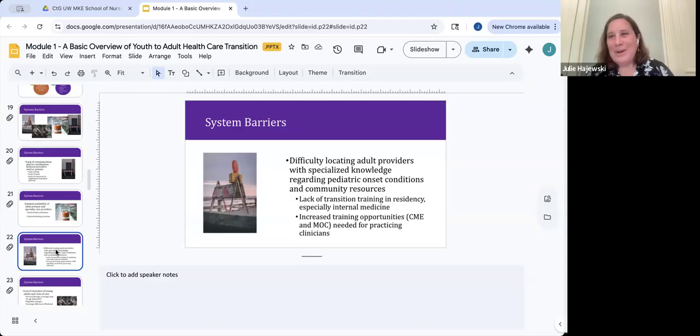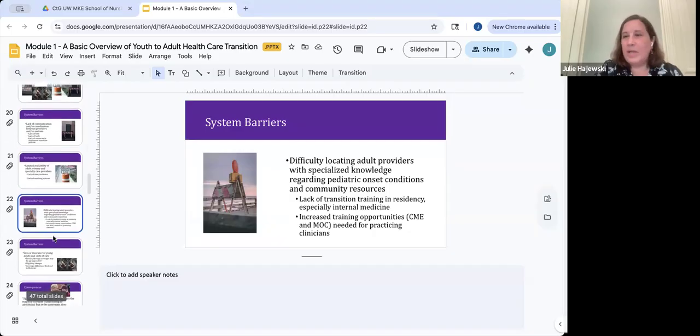Lack of transition training in residency. This is improving. I've been part of some initiatives to help facilitate that. I am hopeful that this initiative through our DNP programs will help facilitate some of that. And we continually look for training opportunities to help provide those as resources out to providers. And we'll see a couple of those opportunities at the end; I have some slides on a couple of resources for additional training.